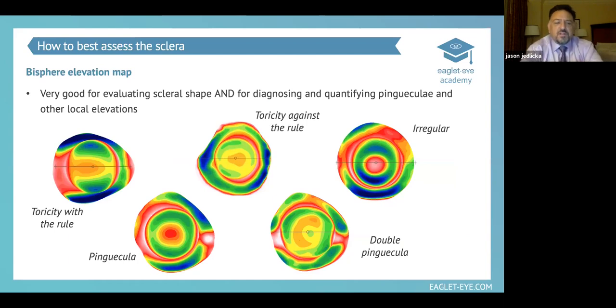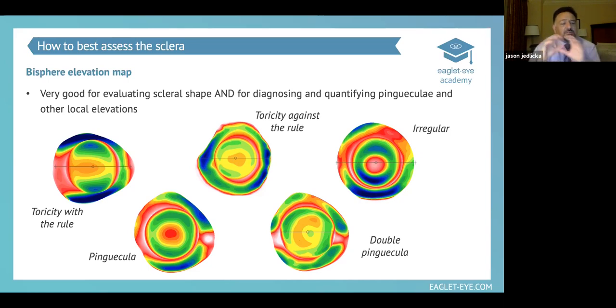So the picture on the left, our toric with the rule eye, this basically indicates to us our horizontal meridian of our sclera is higher, it is less curvature or flatter in shape, and our vertical meridian, that's deep blue, is farther away from us, and therefore to achieve a farther position from us, it has to be bending at a faster rate or steeper in curvature.